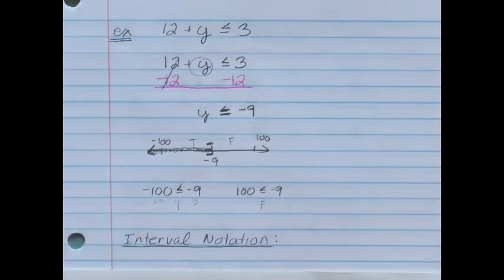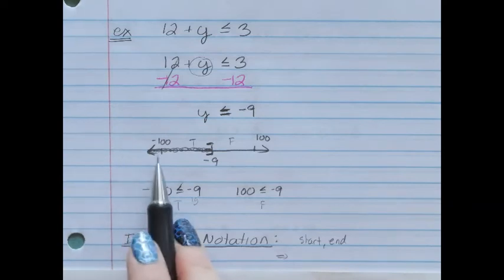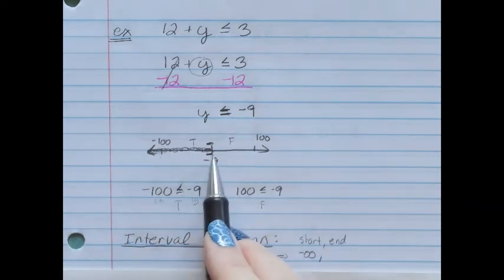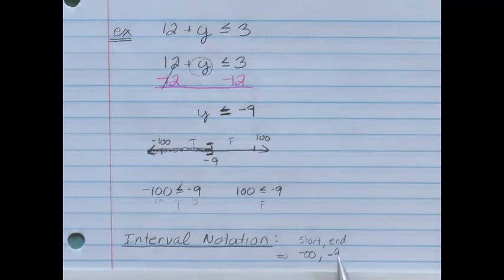So using our interval notation, it's going to be very simple. Where does our shading start at? And again, it's always a start and then an end or a stop. So when we do this, where's our start at? It's at negative infinity. Where does my shading end at? It ends at negative 9.